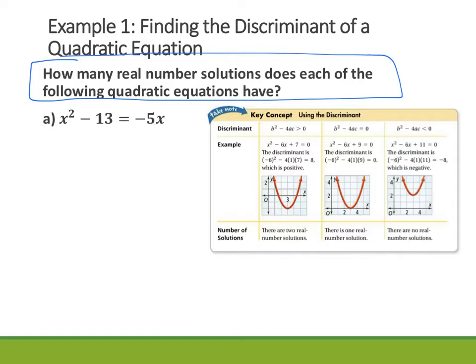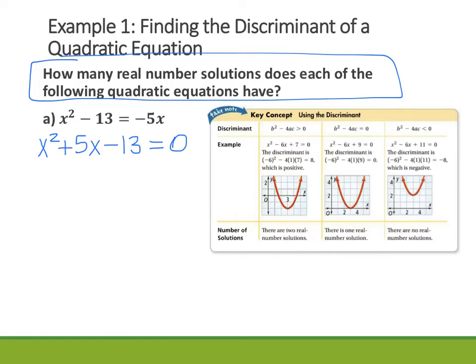Okay, first part. First and foremost, always place the equation in standard form before you ever start using the discriminant or the quadratic formula. So we're going to write this in standard form. So x squared, I'm going to take the negative 5x, move it to the left-hand side of the equation as positive 5x. Then I've got a negative 13 is equal to 0. So I'm writing the quadratic equation in standard form.